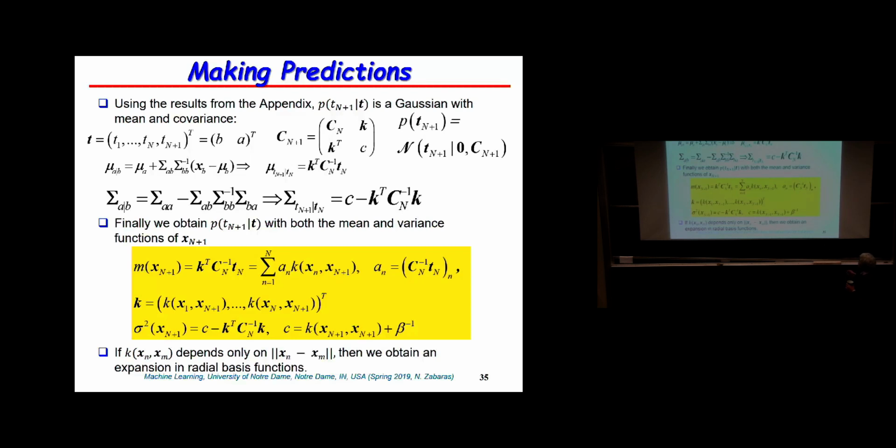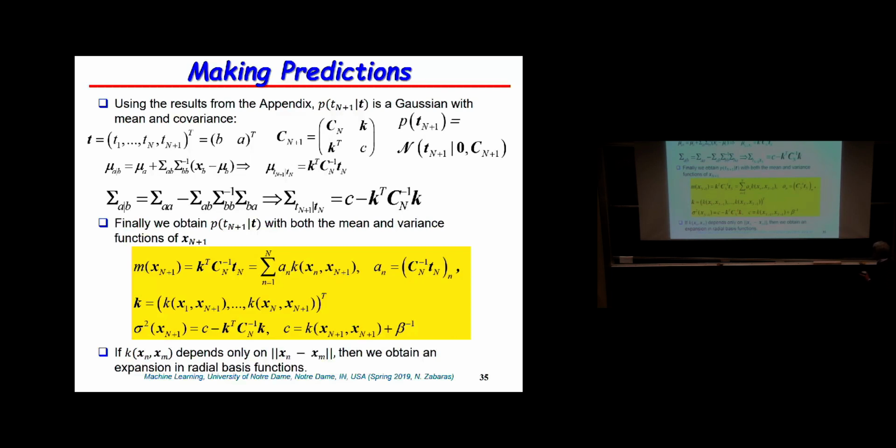This distribution comes out to be a Gaussian, and it has this mean that you see here. There are no miracles here. You just plug in the generic formulas that we have seen for multivariate Gaussians. So this is the mean, and the variance comes to be C minus K transpose C inverse times K.